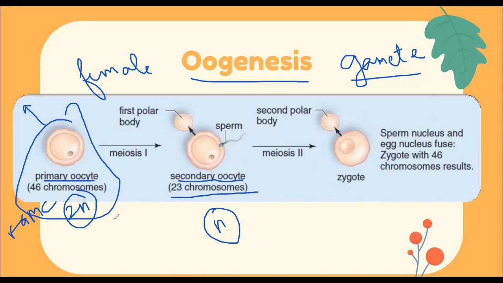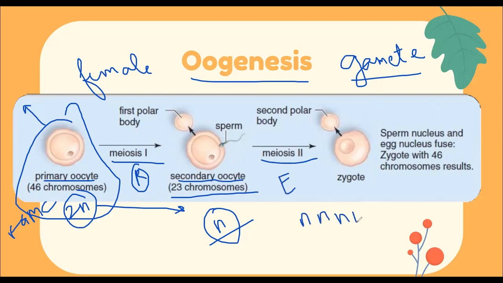Now, do you see the chromosome state over here? From 2n, after meiotic division, it is now n. And we all know that meiosis is divided into two parts. Meiosis one is the reductional division, and the second part consists of the equational division. So you get 4 haploid daughter cells, that is, 4 haploid egg cells.